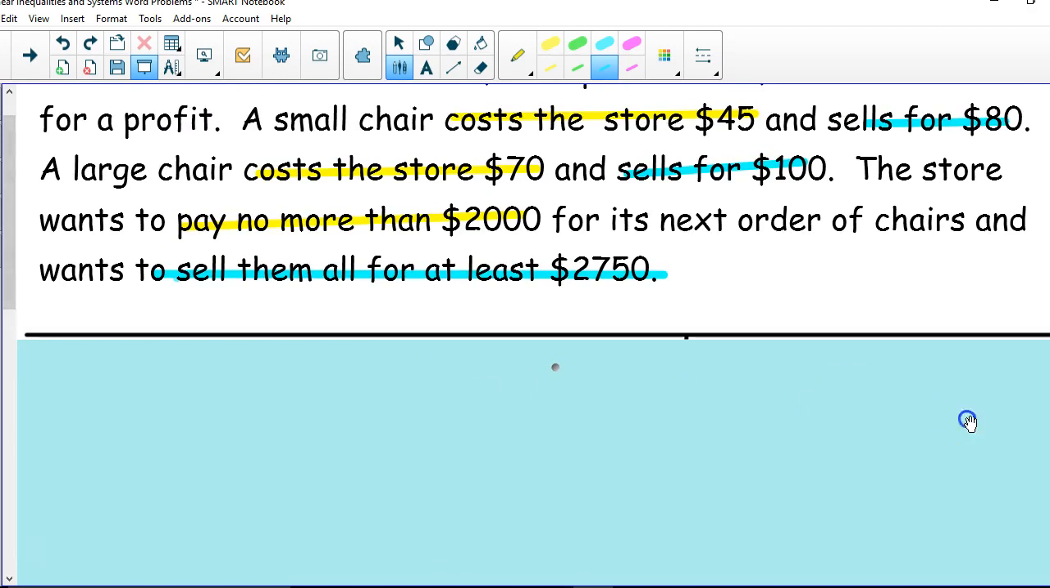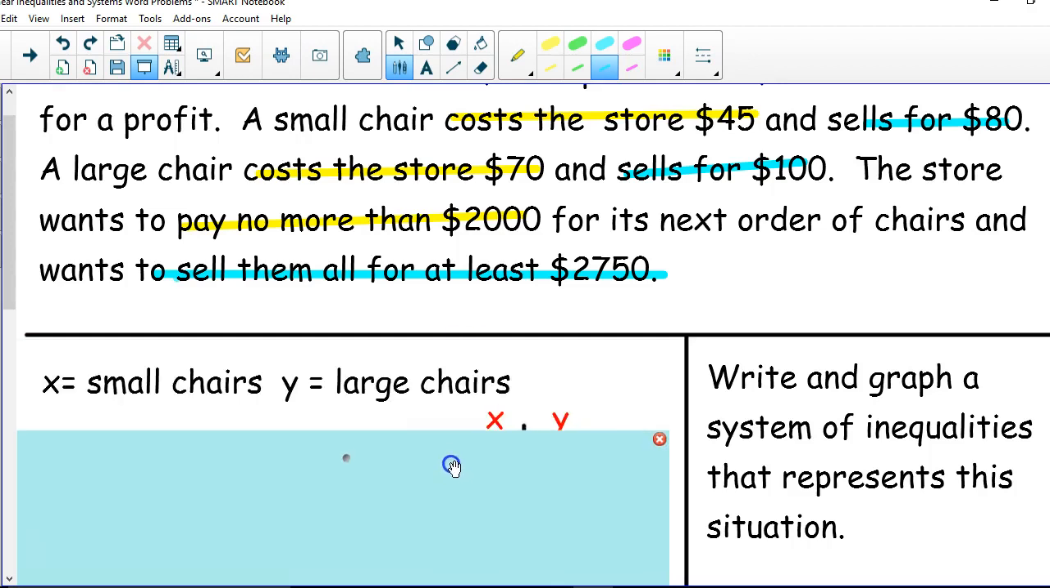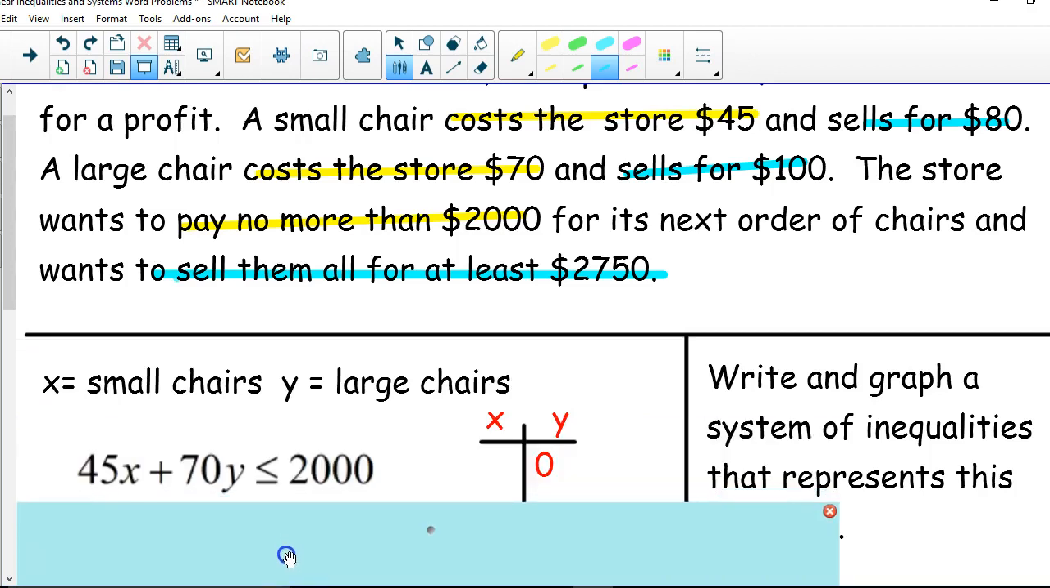Okay, so the directions are, you've hopefully paused by now and written everything down, we need to write and graph a system of inequalities that represent this situation. So please take time, write this down, pause, and I'm going to set up the system of inequalities right now. I signified X as small chairs and Y as large chairs. Ignore my table here on the right.